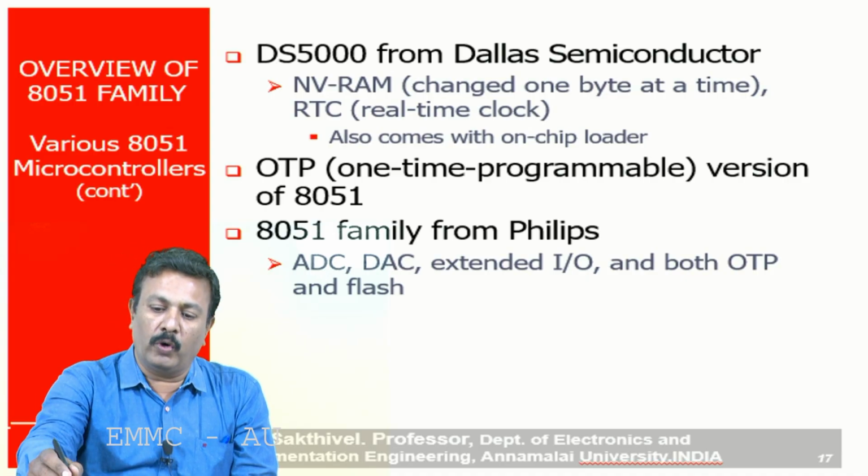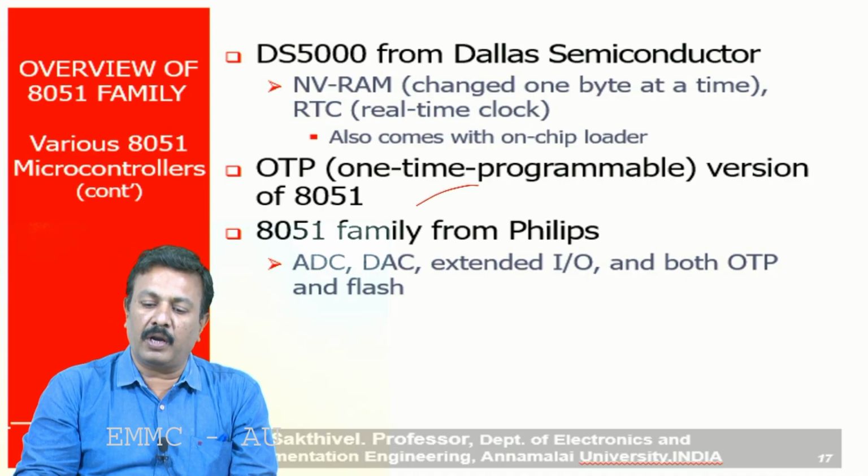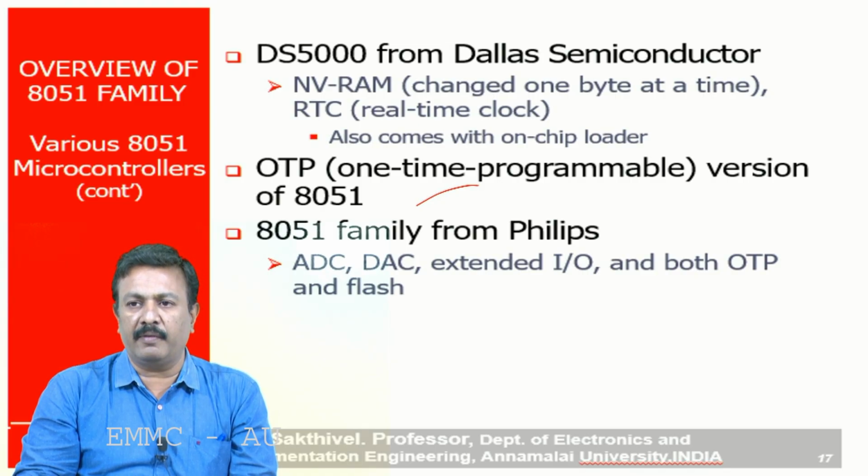Okay, next one, OTP, that is the one-time programmable version of the 8051, is available. For example, if you are using the 8051 for laboratory purposes or any research purpose, you can use the previous versions. If you finalize the program and want to fuse it for any commercial application, it is better to use the OTP version of the 8051. Once you fuse it, it is not possible to erase the data. So once you finalize the program and it is working properly, we can go ahead with the OTP version of the 8051.